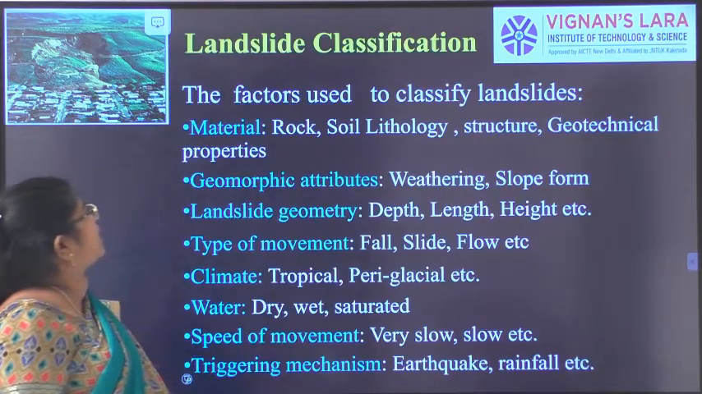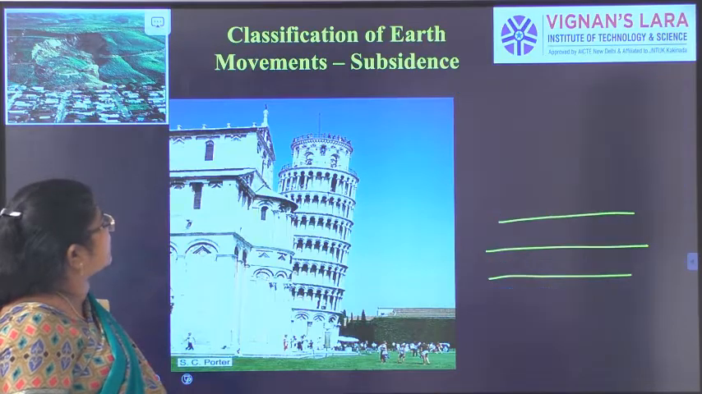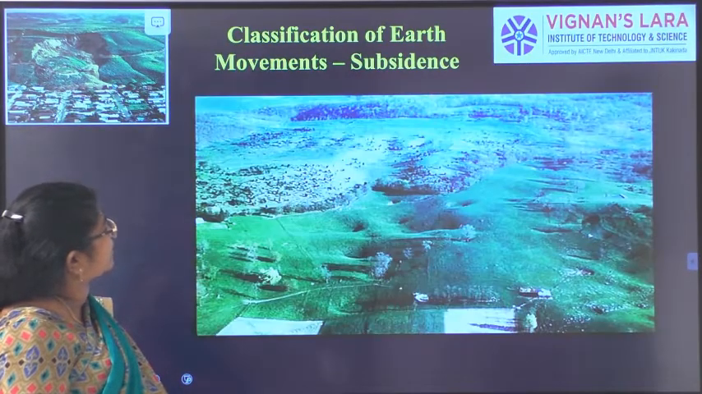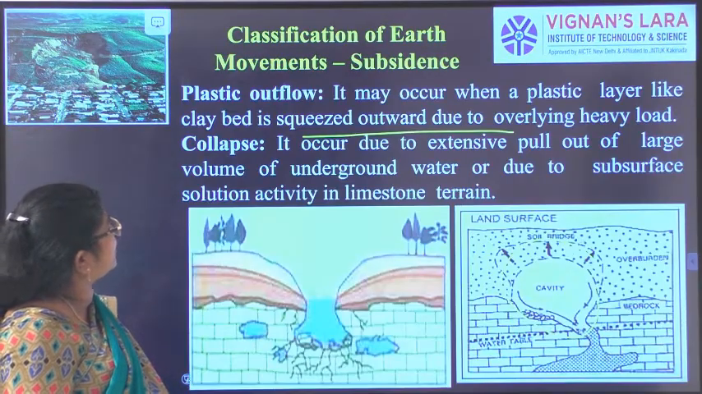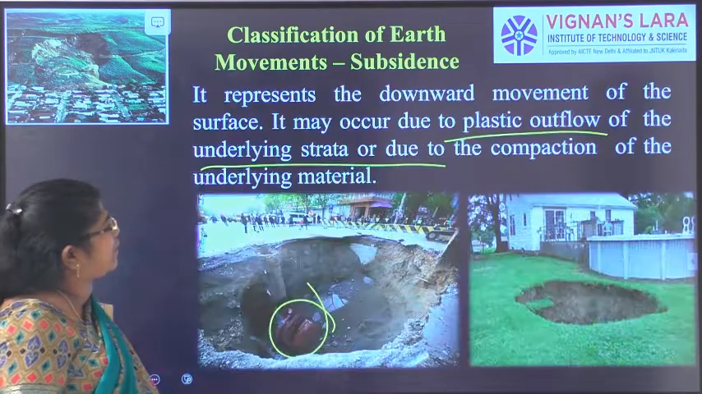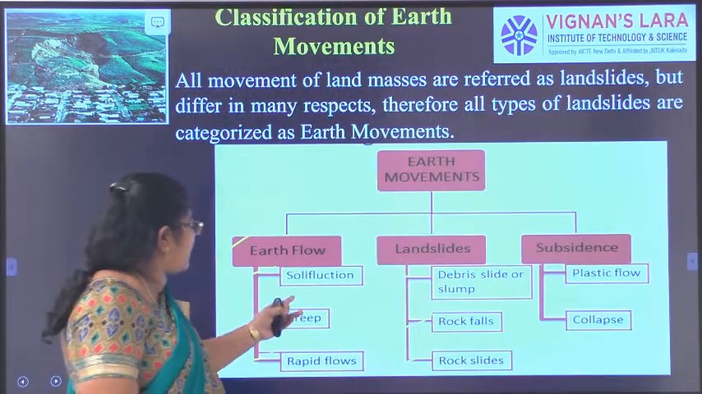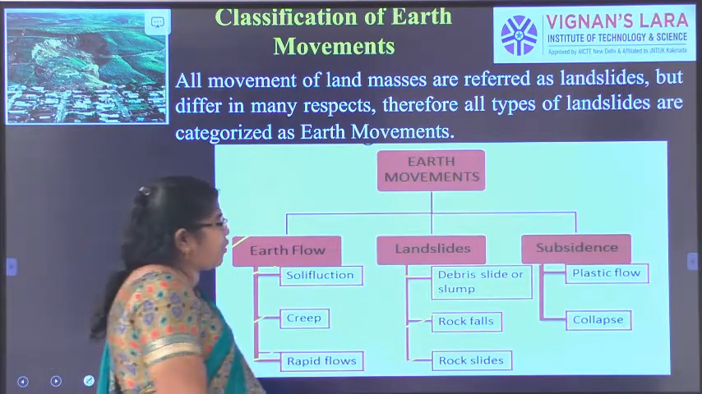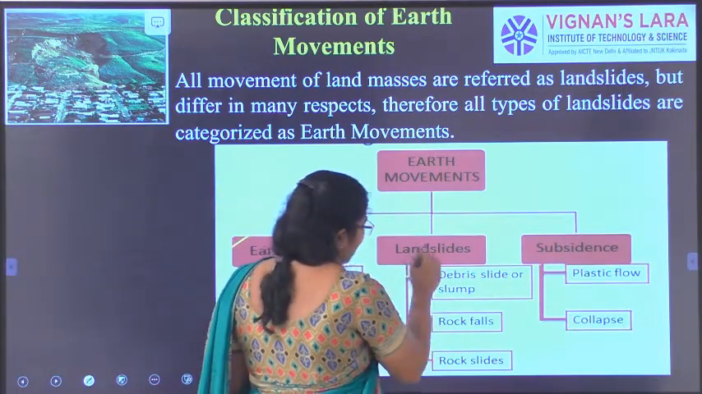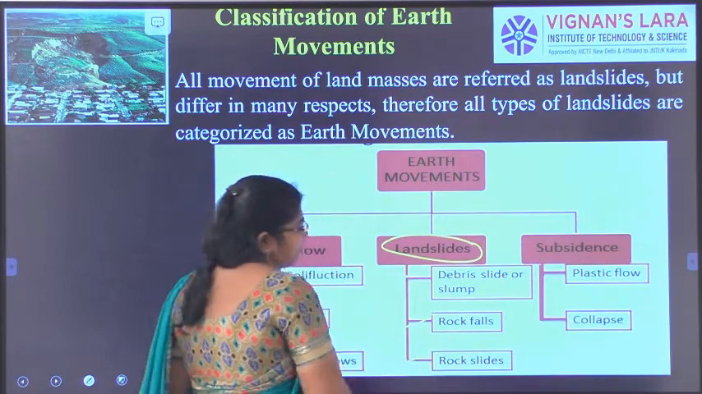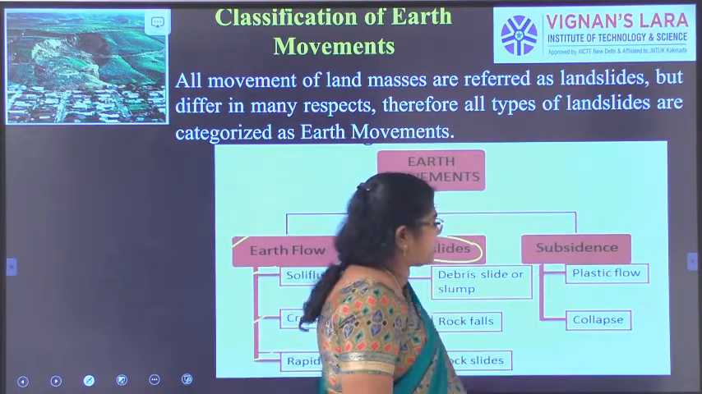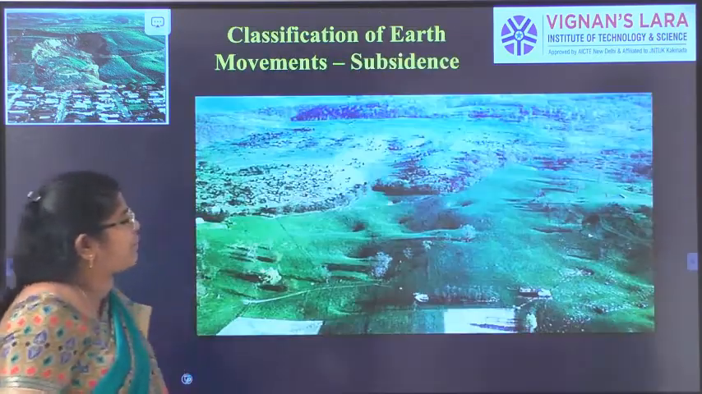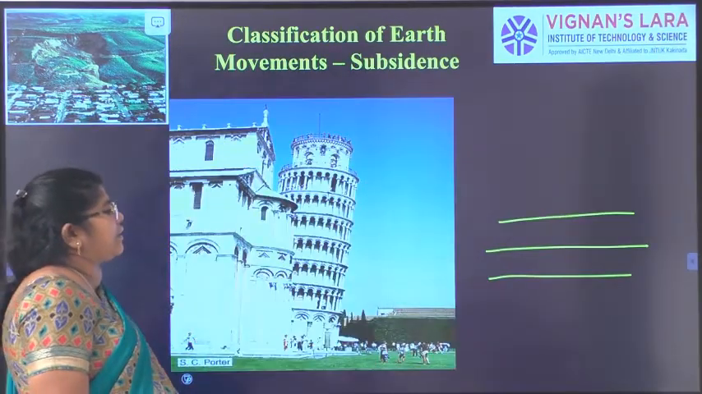So these are the three things we have seen. We have seen the earth flow, that is solifluction, creep, rapid flow; debris slide, that is landslide, rock fall and rock slides; and subsidence, plastic flow and collapse. Now we will see about landslides in detail.